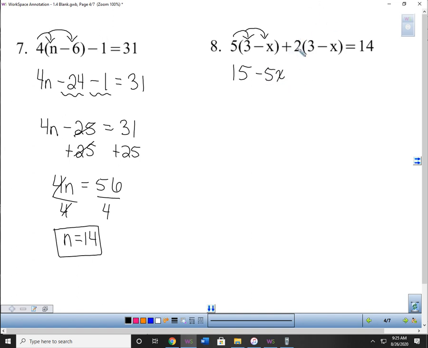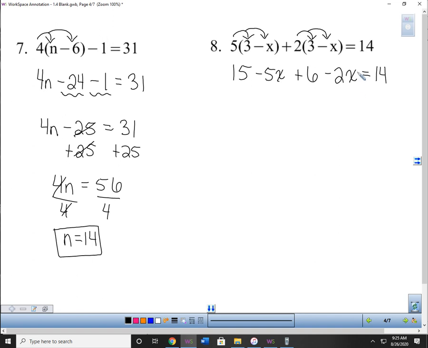Then I have a positive 2 times 3 gives me a positive 6. And a positive 2 times a negative 1x is negative 2x. And that's equal to 14. So I'm going to look over here on this side. I have 4 separate terms.